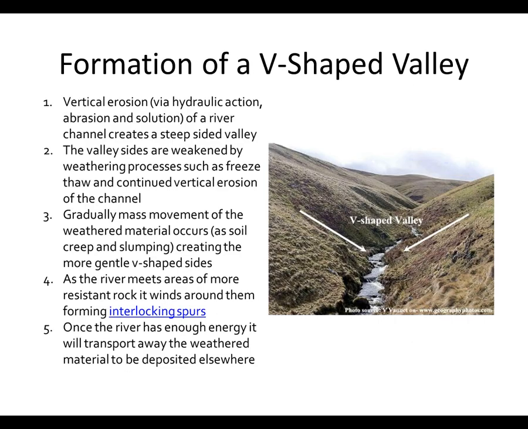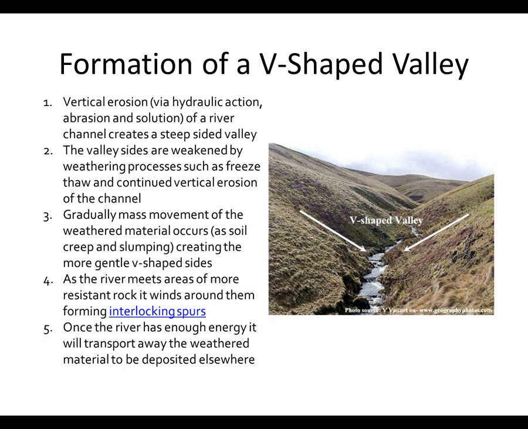Formation of a V-shaped valley, we've seen. This is basically the picture we've seen: a very, very small river with a V shape going into it. Vertical erosion by hydraulic action means it erodes down rather than side to side as we get further down the river. The valley sides are weakened by weathering processes such as freeze thaw. You can then explain freeze thaw and get a knowledge and information mark. Basically, mass movement of the material occurs. The freeze thaw shatters the rock, and the scree slowly moves down.